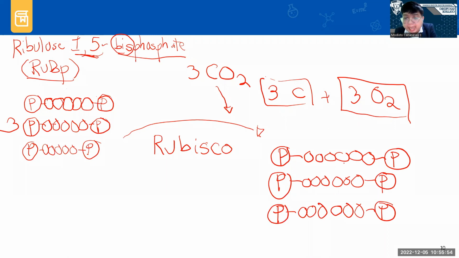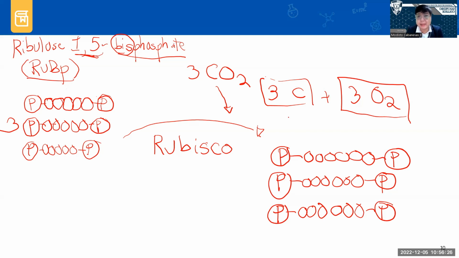Okay, so bakit naging 6 to? If you're going to count the number, 5 lang dito sa ribulose bisphosphate. Dito, we now have 6 carbon. Saan galing yung carbon? Doon galing sa carbon dioxide na pinasok natin sa Calvin cycle. Alright? So I hope that's clear. So that's carbon fixation. Na-fix natin yung ating carbon doon sa RuBP.